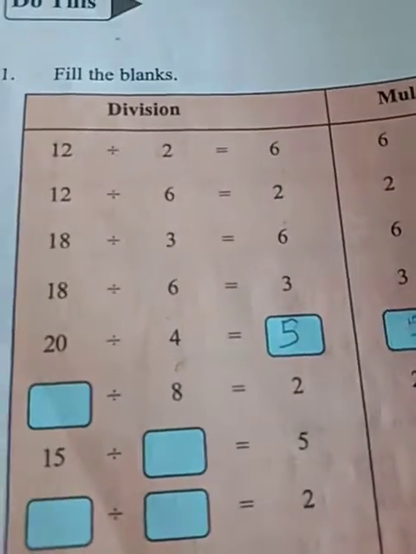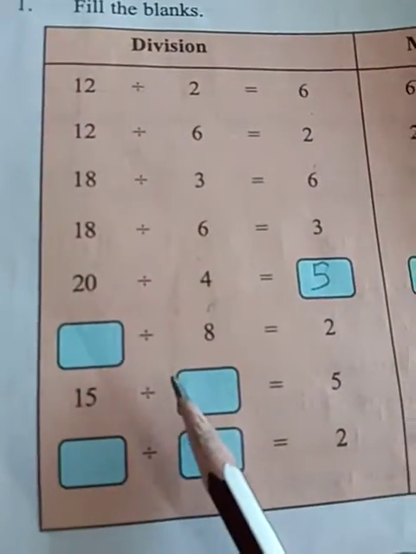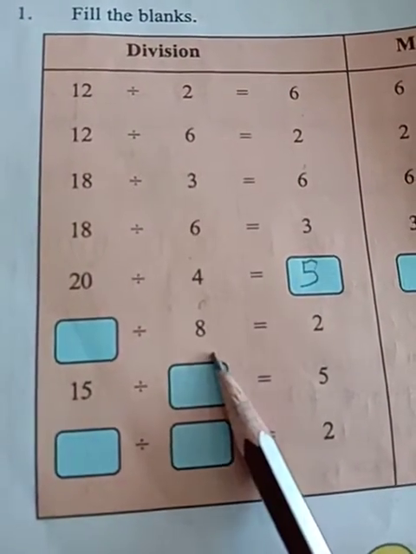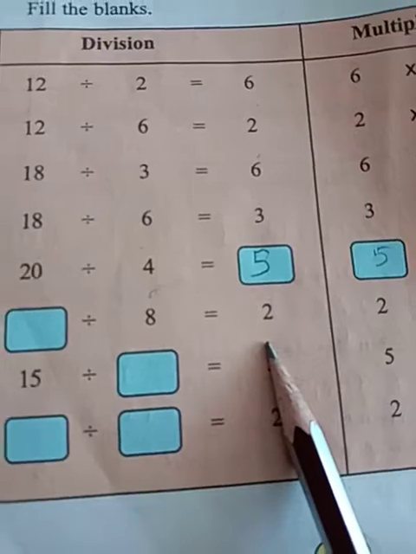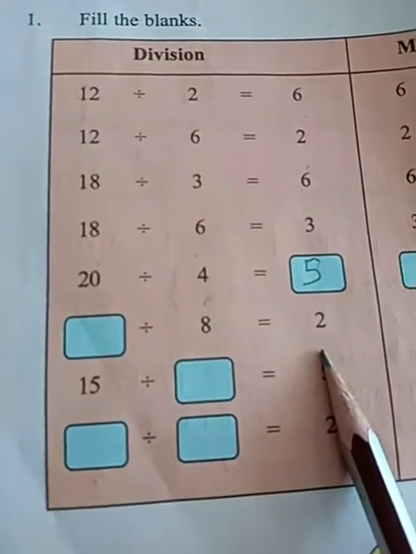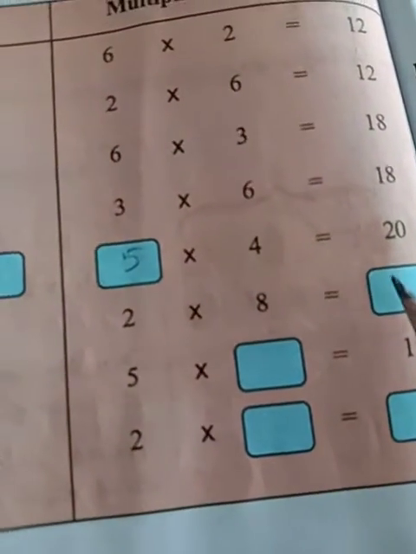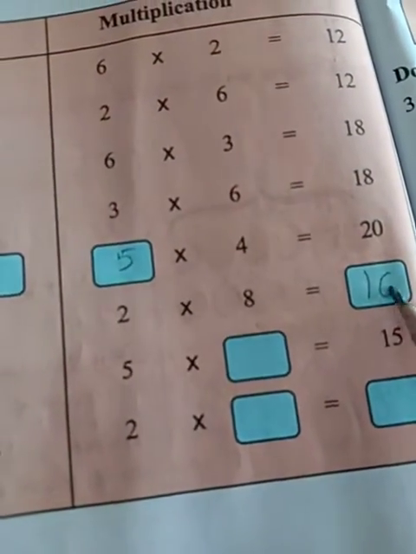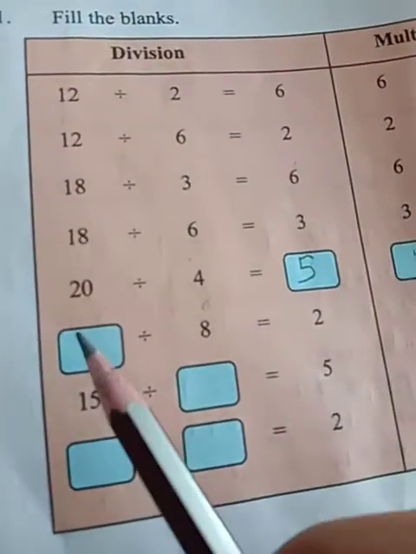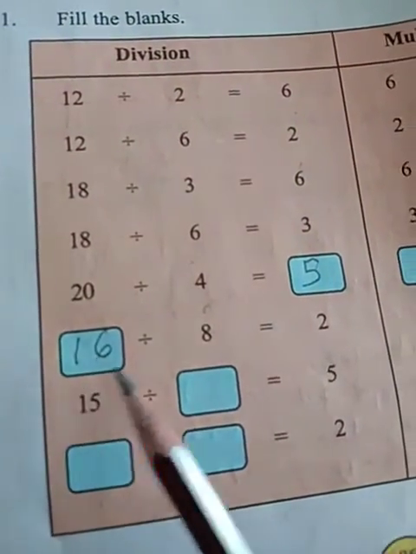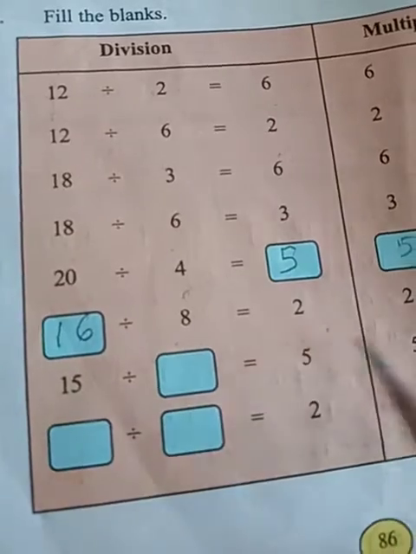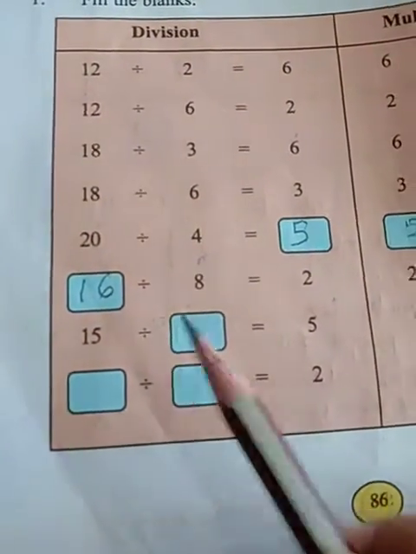5 fours are 20. Here, blank divided by 8 equals 2. So we don't know, no? So first of all, this one came, means this also will come. 2 eights are 16. So here write 16. 16 divided by 8 equals 2. 8 to the 16 only? Yes.